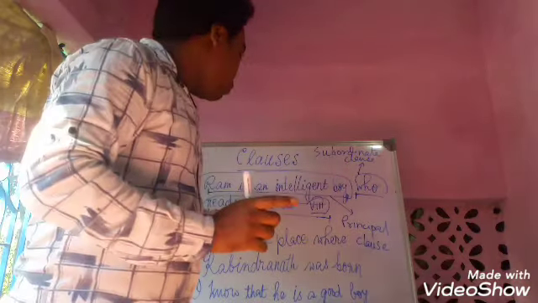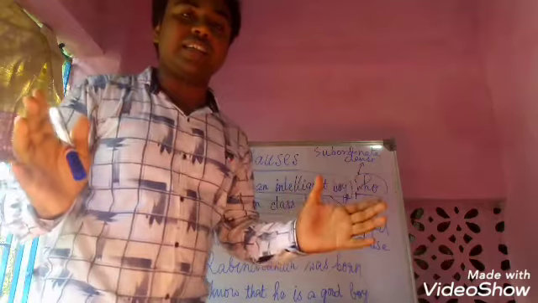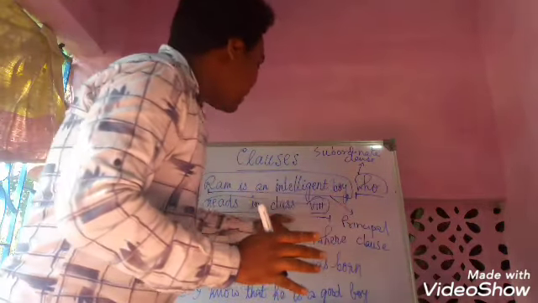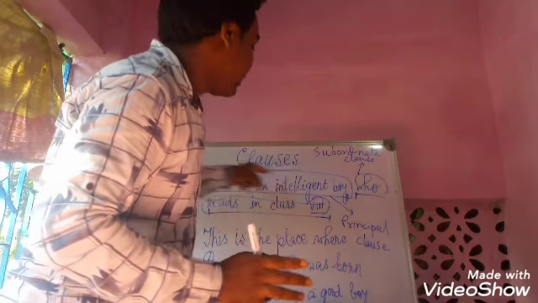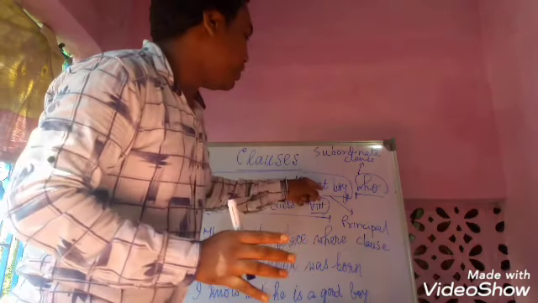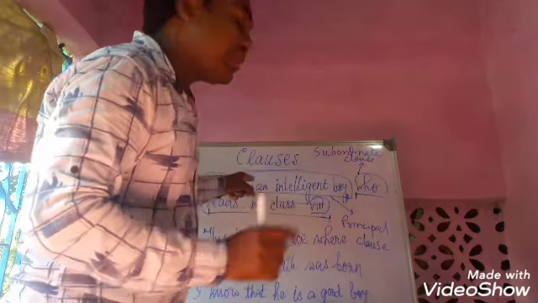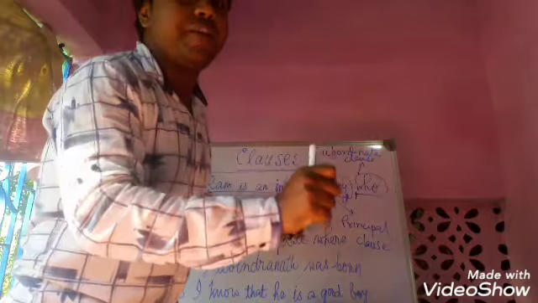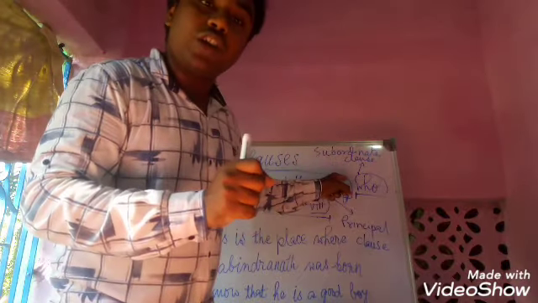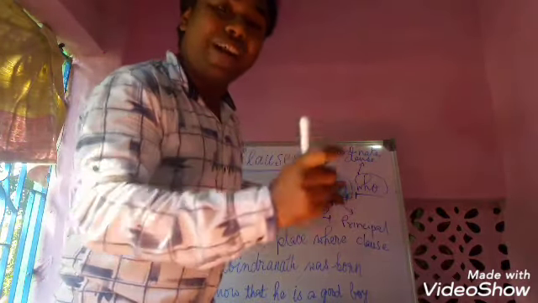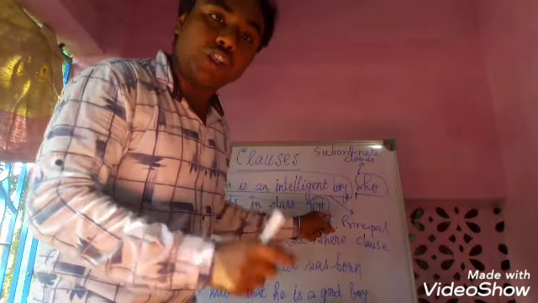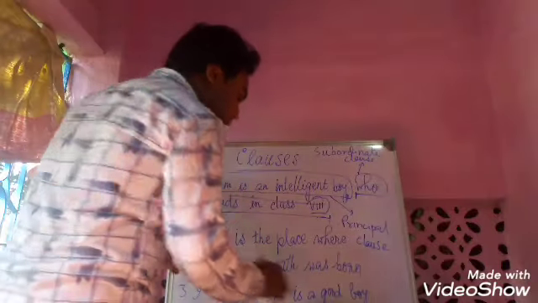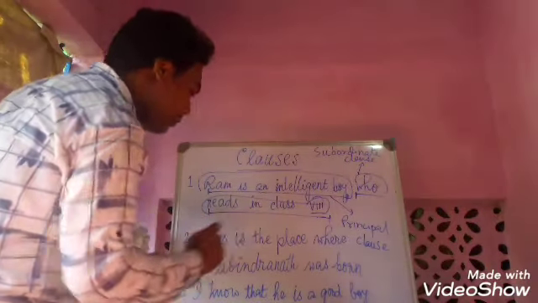But who reads in class 8? If we write who reads in class 8, there is no meaning. So who reads in class 8 depends on this part of the sentence, Ram is an intelligent boy. This part of the sentence is independent. There is no dependency. But who reads in class 8 is a dependent clause. So subordinate clause can also be called dependent clause, and principal clause can also be called independent clause.